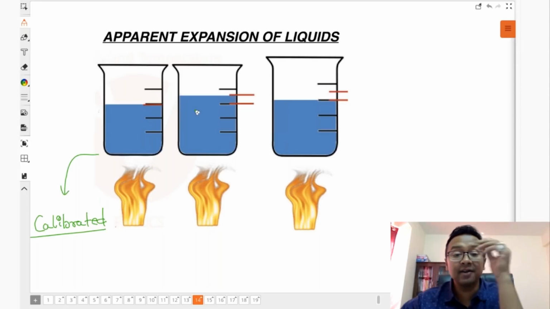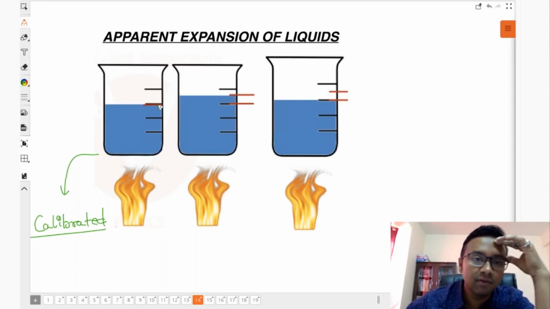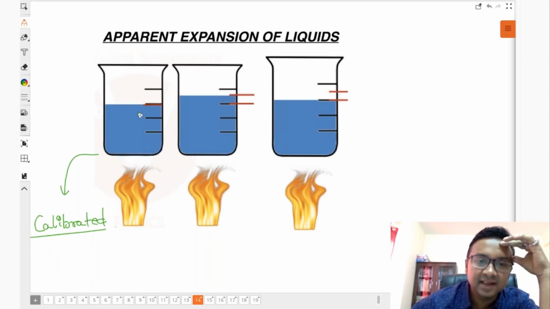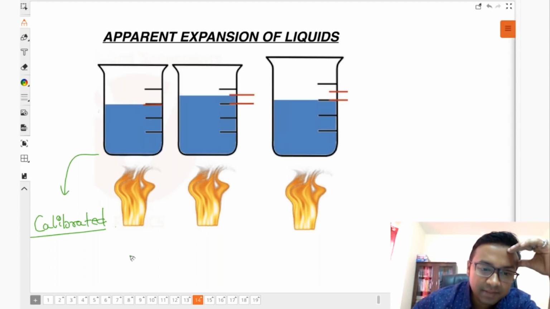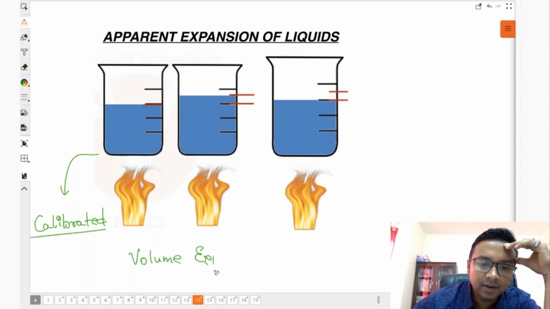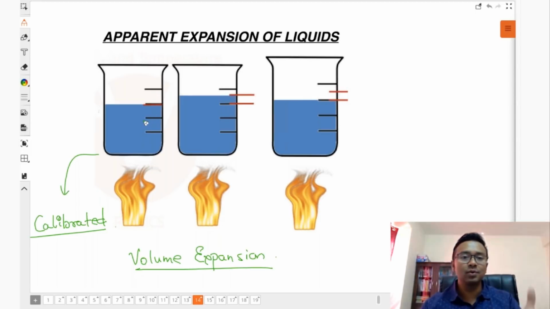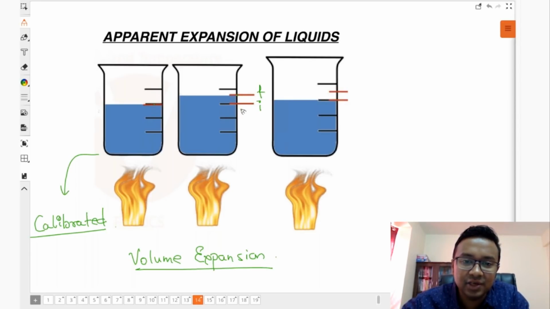Now, as they are calibrated, my dear students, what we see is when we give heat, due to volume expansion, the liquid in the vessel is going to rise up. Let's say it was here and it comes to this level. This is the final level, this is the initial level.